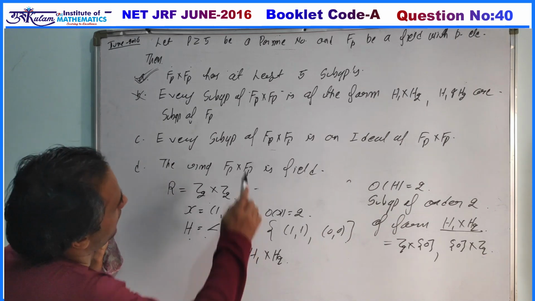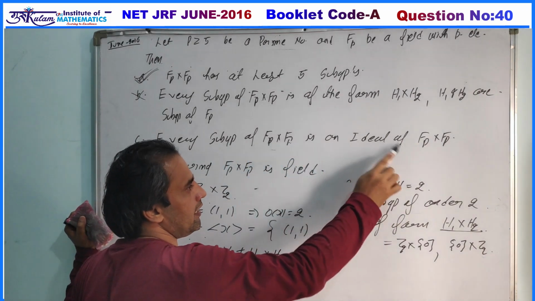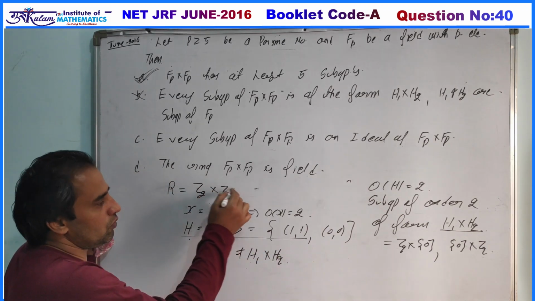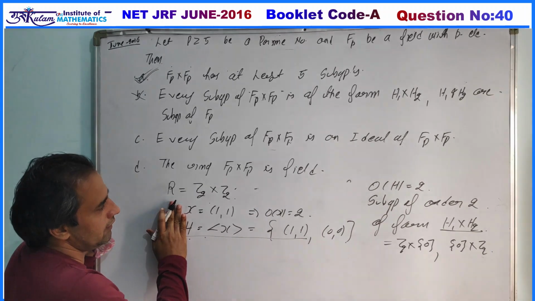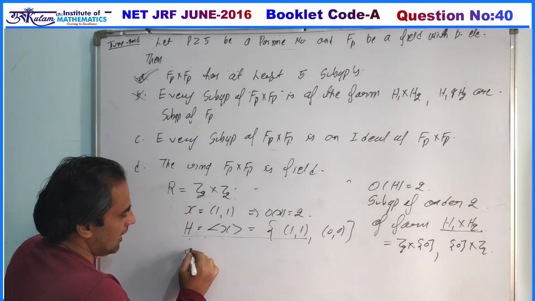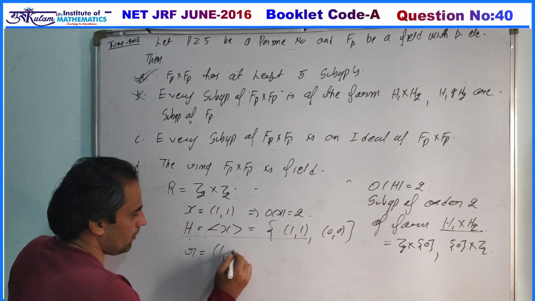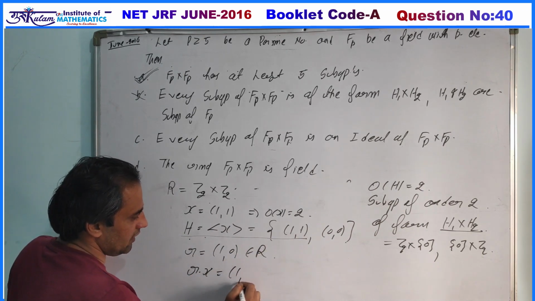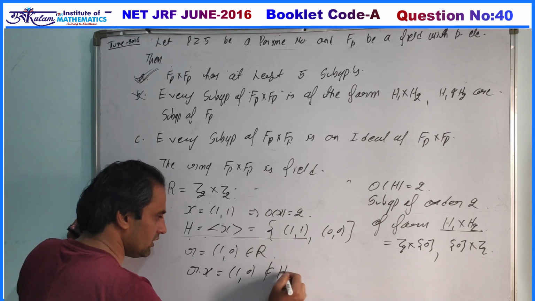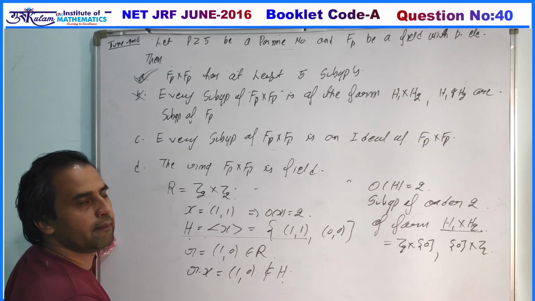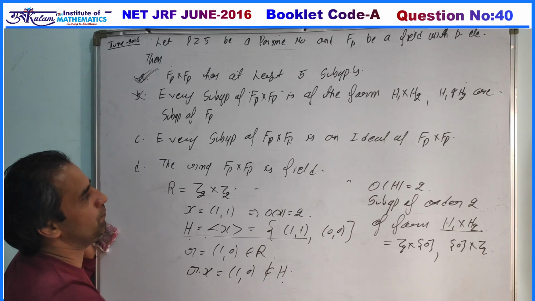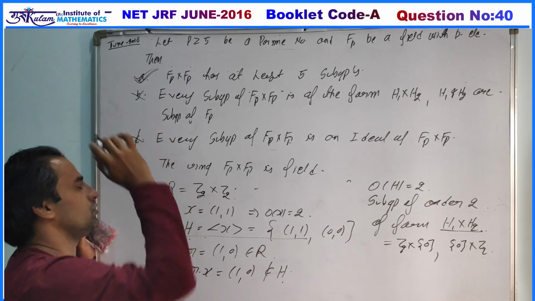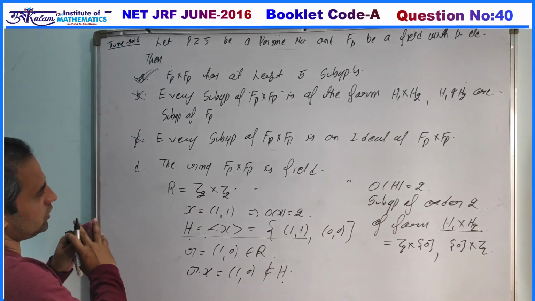And third one: every subgroup of Fp cross Fp is an ideal of this ring. Again, if we take this as a subgroup of Z2 cross Z2, now x belongs to this Z2 cross Z2, and we can take (1,g) belonging to R, then R dot x, which is again (1,g), does not belong to H. That is, this H is not an ideal but a subgroup. So every subgroup of Fp cross Fp need not be an ideal. So your third option is definitely a false option.